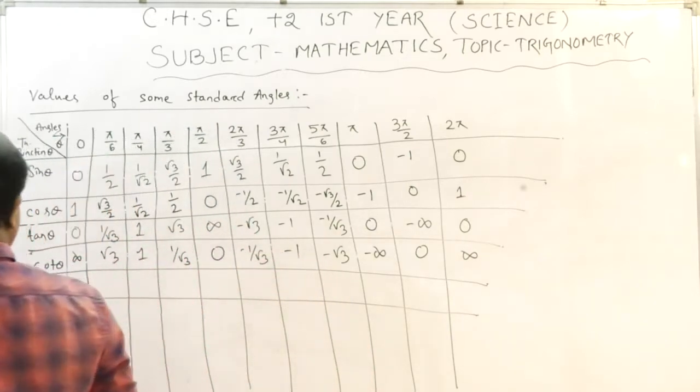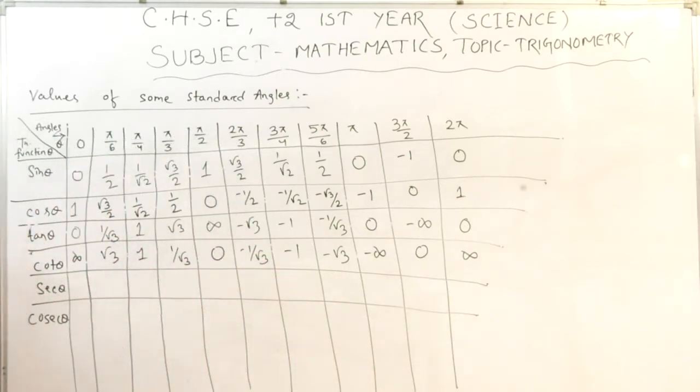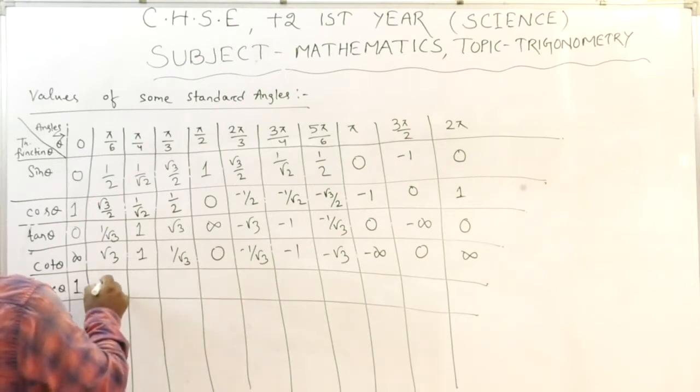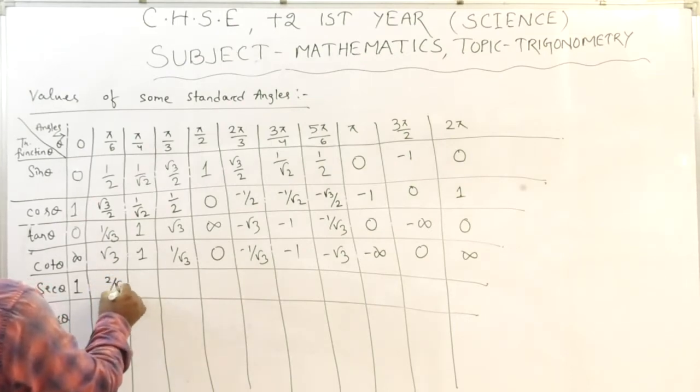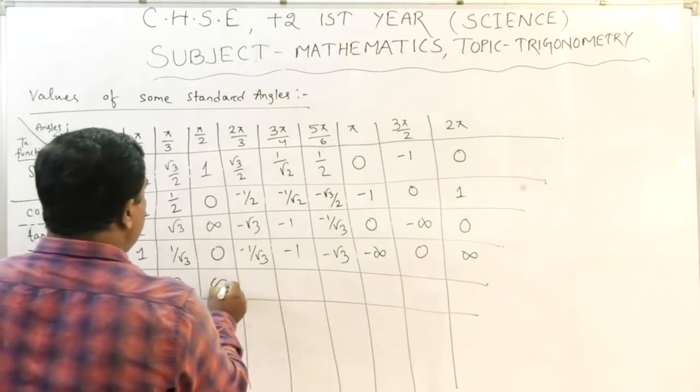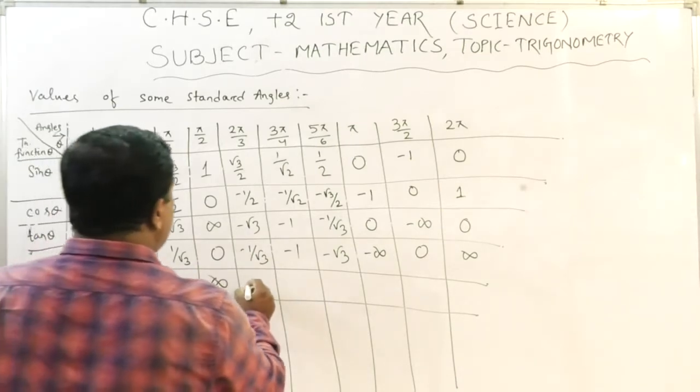Now we will go for the sec theta. What happened about the sec theta? Okay, you see, it is 1, so it is 1. It is 2 upon root 3. It is root 2. It is 2. Then it is infinite. Okay, it is minus 2.